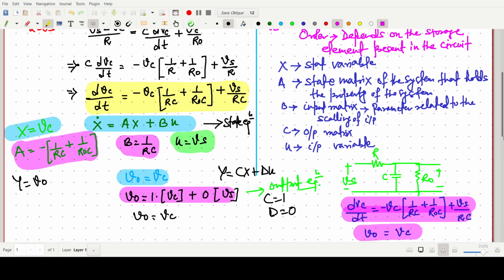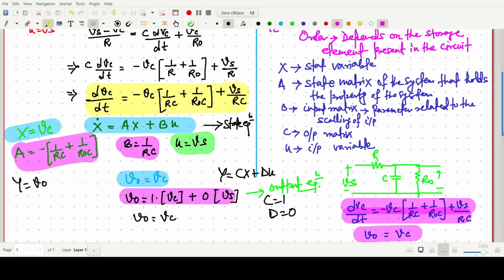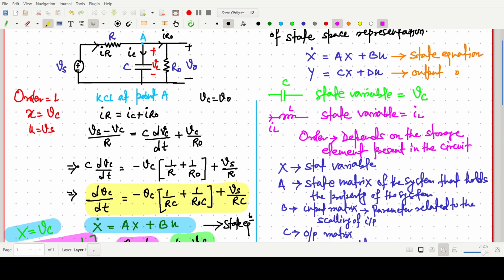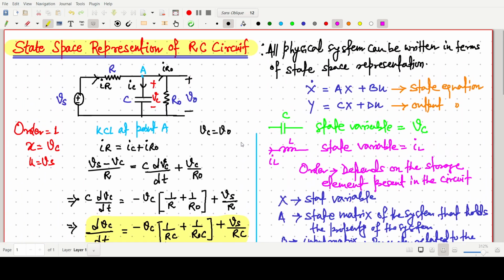So this is the state space representation of a simple RC circuit. It is very simple, but you have to know some facts. For a capacitor, we have to take the variable Vc only. For an inductor, put IL. And in the other video, we will think about the second order state space representation, the second order equation we will write for the RLC circuit.